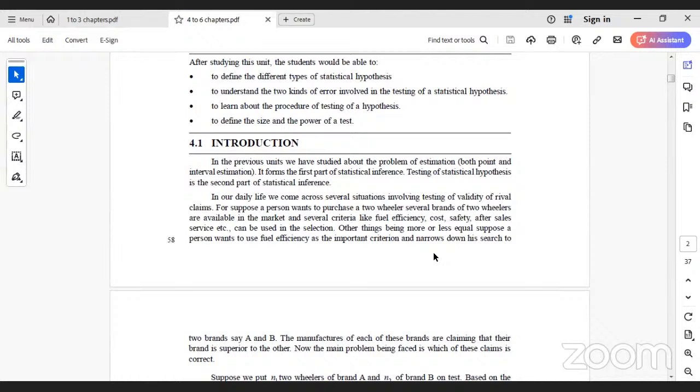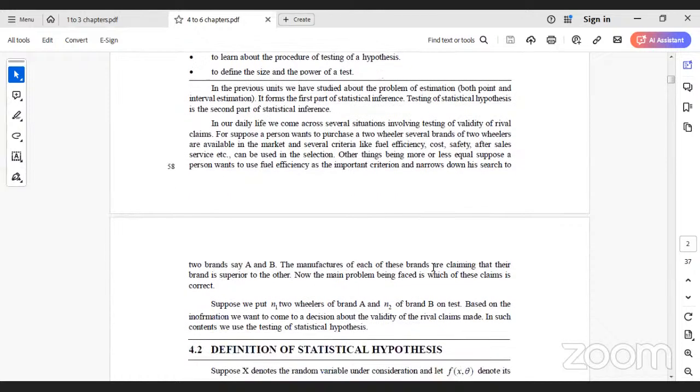Suppose a person wants to use fuel efficiency as an important criterion and narrows down his search to two brands, A and B. The manufacturers of each of these brands claim that their brand is superior to the other. Now the main problem being faced is which of the claims is correct. Suppose we put n1 two-wheelers of brand A and n2 of brand B on test. Based on that information, we want to examine the validity of the rival claims, using the statistical test of hypothesis.